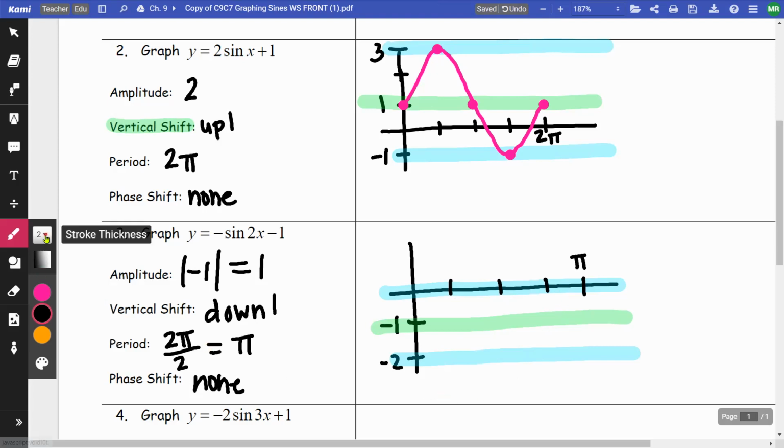And because of that negative, what's going to happen is I still am going to start and stop at 0. And when I say 0, that's where the vertical shift is. So I'm here. Halfway in between, I'm also at 0, okay, which is where my vertical shift is. Now, halfway in between these, I would normally have gone up 1, but that negative makes me go down instead. And then here, I'm going to go up. And then I connect this. And that's my sine graph.